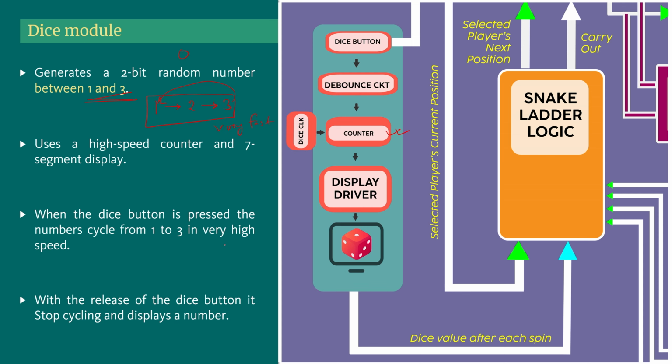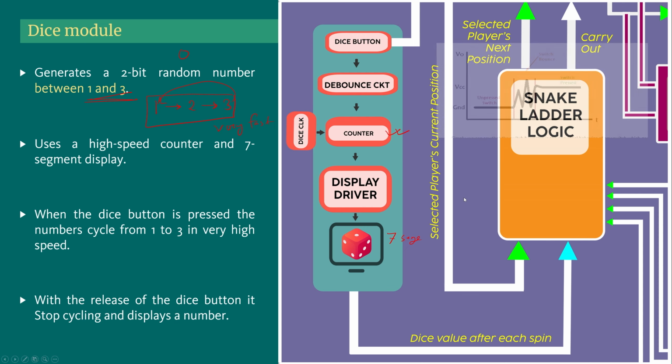So when you press the button, there is a 7-segment display here. You would see that the numbers are cycling from 1 to 2 to 3 and again 1 to 2 to 3 very fast, so you cannot see which number is actually there. When you release the button, that will be your actual dice output.